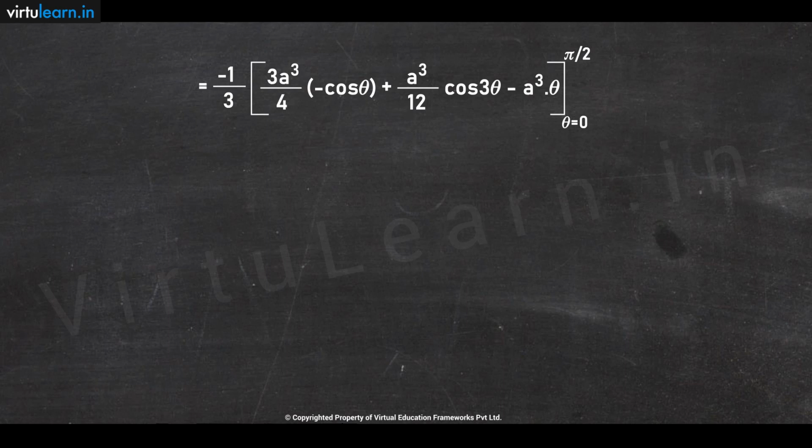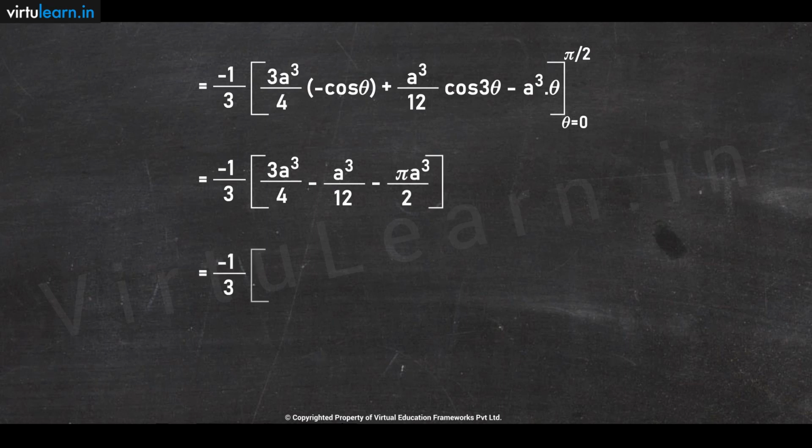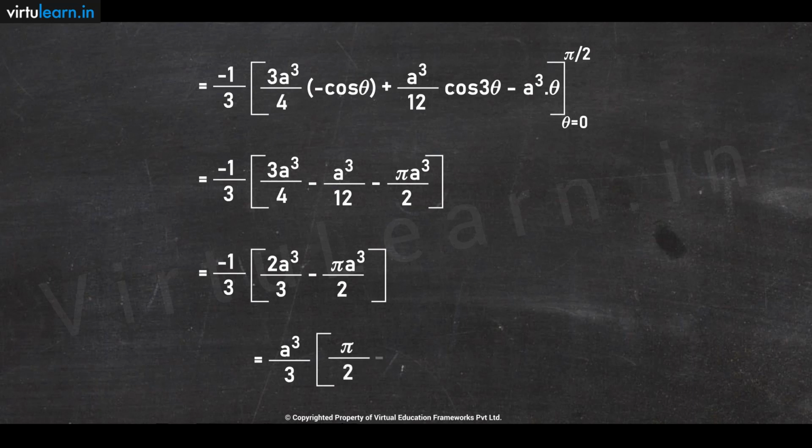So substituting the limit, you get minus 1 by 3 into 3 a cube by 4 minus a cube by 12 minus pi a cube by 2, that is equal to minus 1 by 3 of 2 a cube by 3 minus pi a cube by 2, or it can be rewritten as a cube by 3 into pi by 2 minus 2 by 3. This completes the problem.